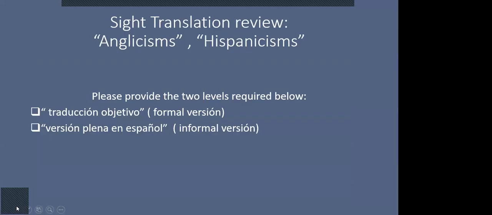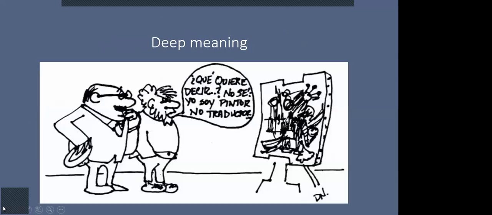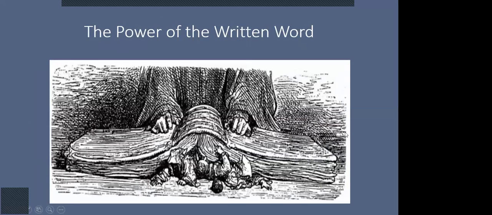All right, we're going to do a little bit of review of Anglicisms and Hispanicisms that we were talking about before. But before we get to that, I'd like to know if you have any comment concerning the written word, the importance of the written word.